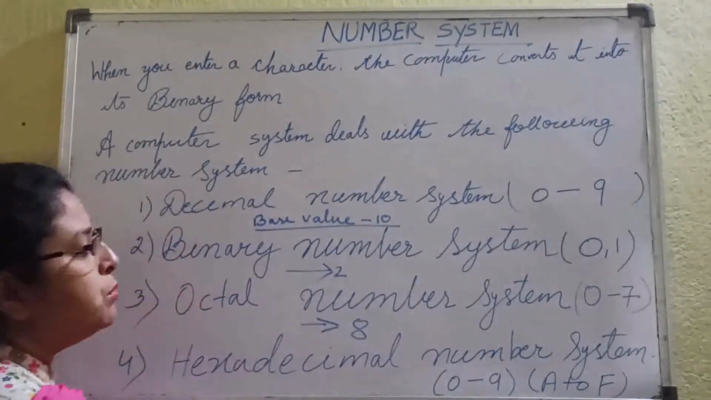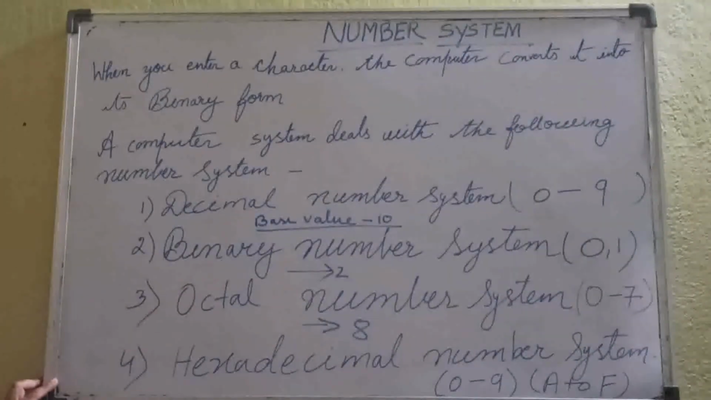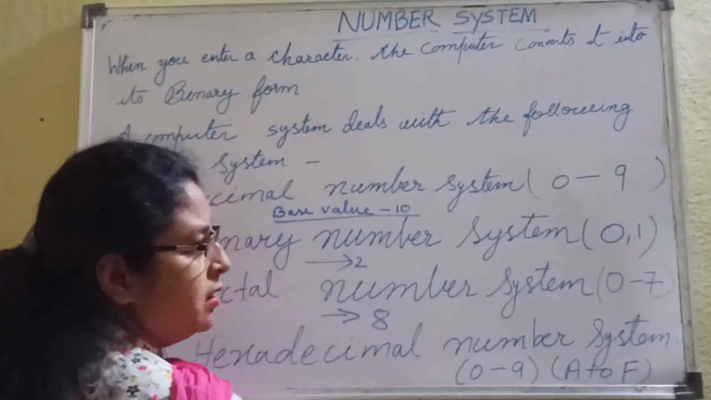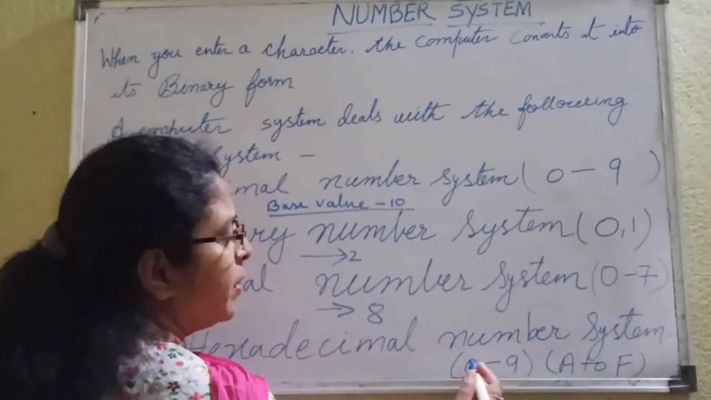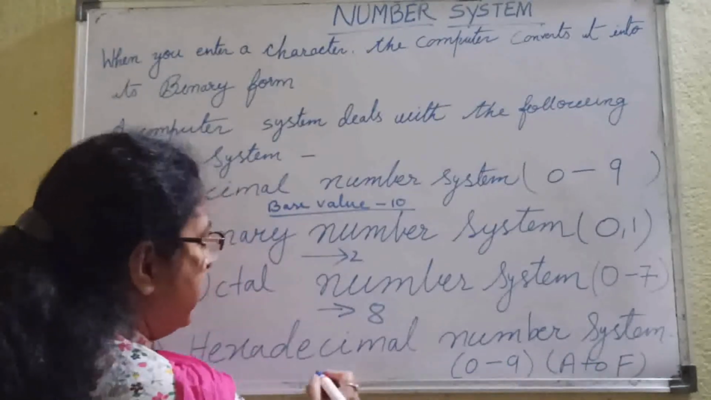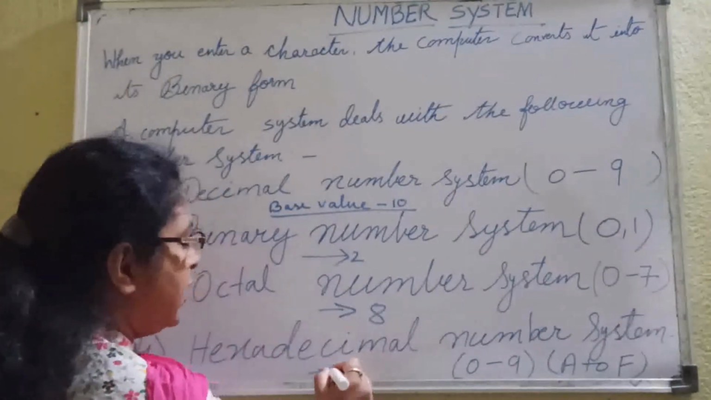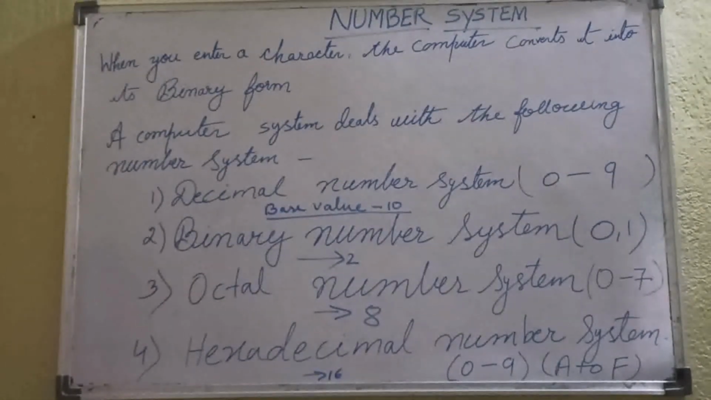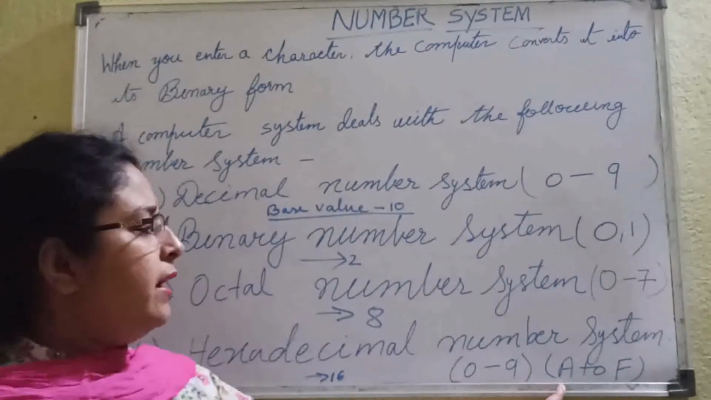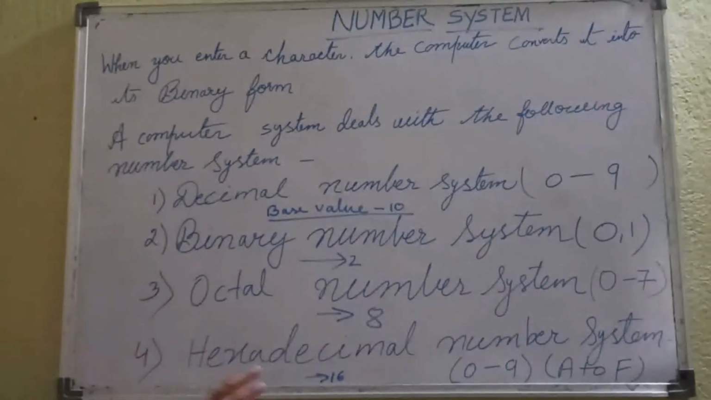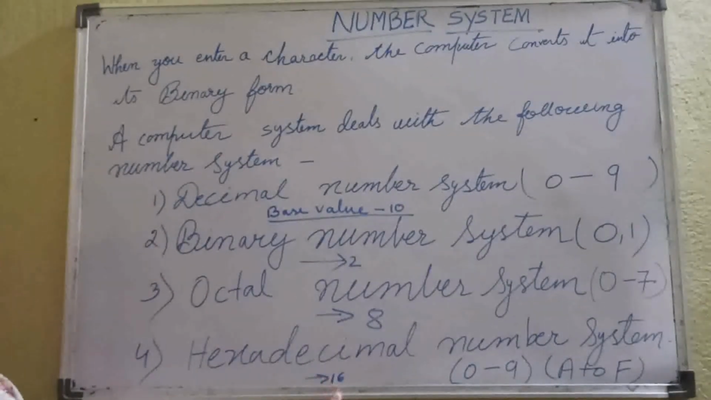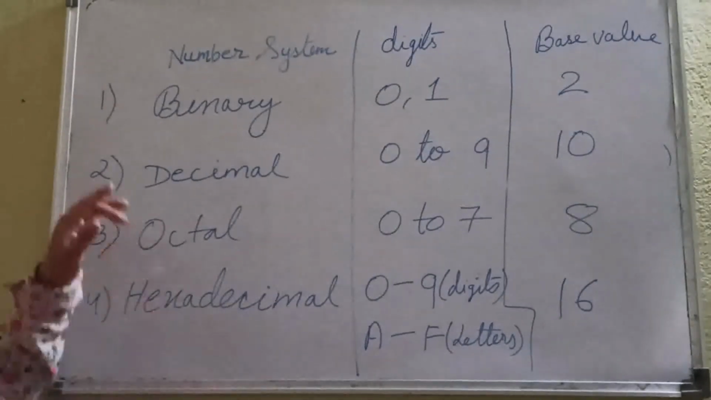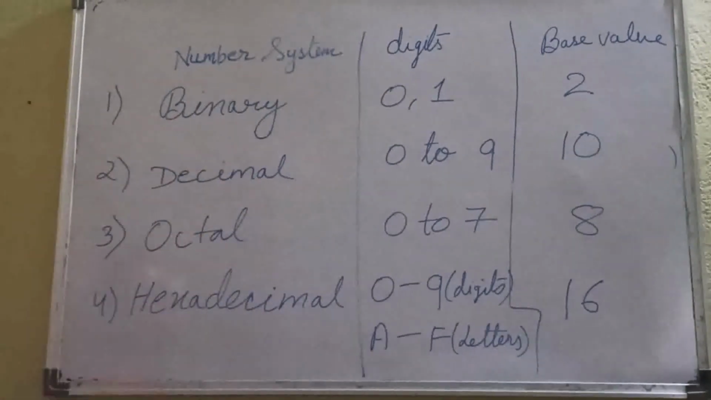Hexadecimal number system uses 10 digits, that is 0 to 9, and these many letters, that is A to F, means here 10 plus 6. It means its base value is 16, because it is containing 16 characters, digits 0 to 9 and letters A to F. So its base value is 16. You can understand this in this table.